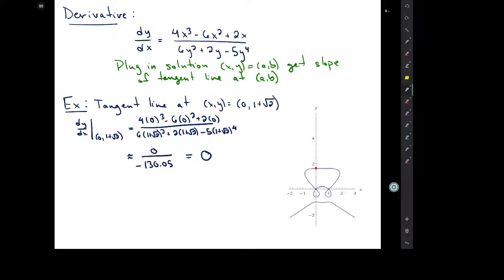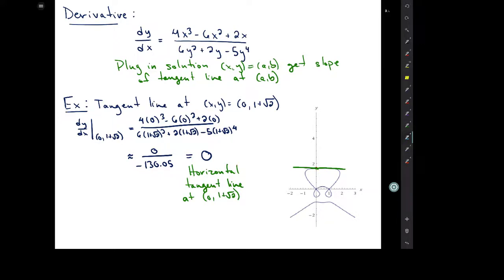And if we remember, what does a derivative of 0 mean? Well, it means that we have a horizontal tangent line. So we have a horizontal tangent line at this point, (0, 1 plus root 2). And we can see that in this picture. We can believe that at this specific point we have a horizontal tangent line.